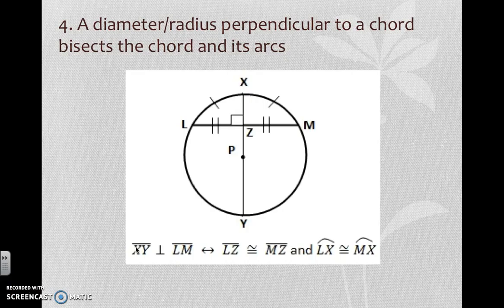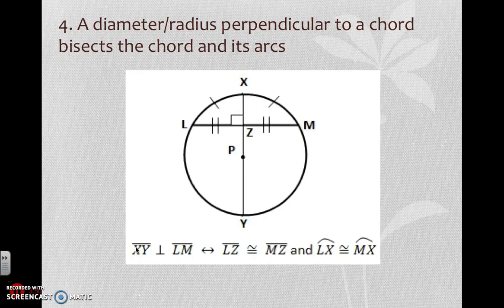Number 4 is that either a diameter or a radius, either one, that is perpendicular to a chord bisects the chord and its arcs. So here's a diagram for you. If I know that the diameter XY is perpendicular to the chord LM, then the chord is bisected. So LZ and ZM would be congruent since Z would be the midpoint. And remember that a bisector goes through the midpoint. The midpoint creates the 2 congruent segments.